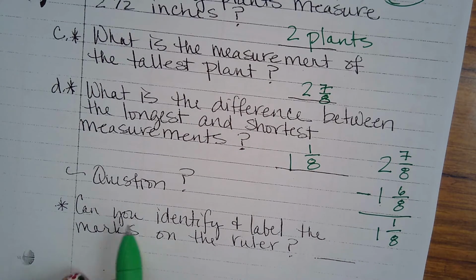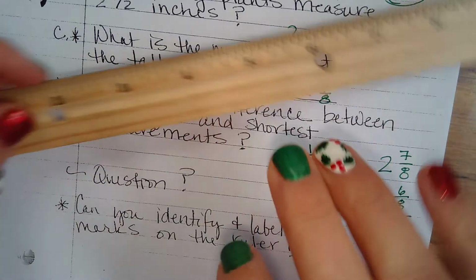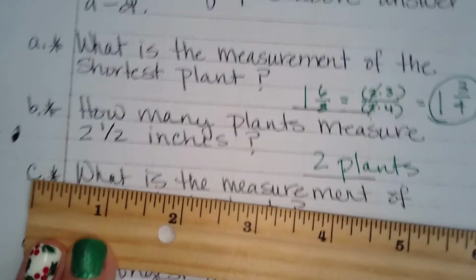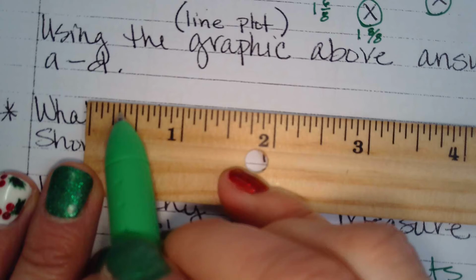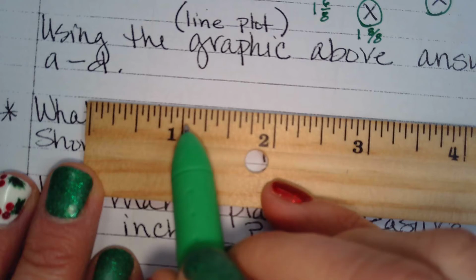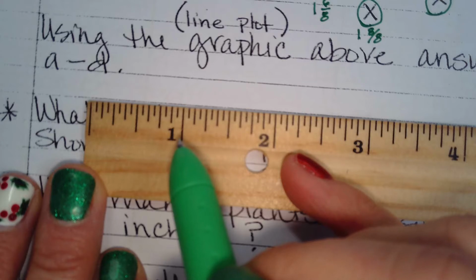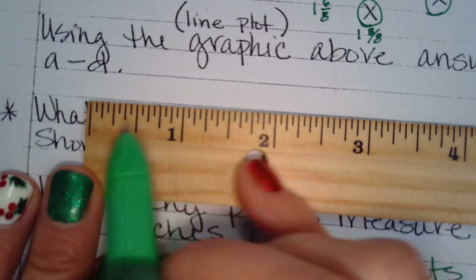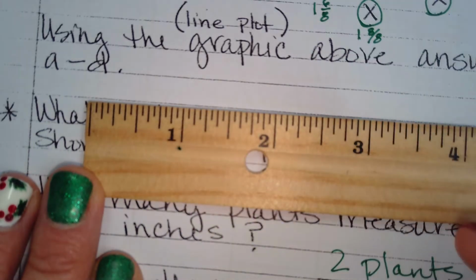All right. Now my question for you is, can you identify and label the marks on a ruler? So if we look really close, there's 1, 2, 3, 4, 5, 6, 7, 8, 9, 10, 11, 12, 13, 14, 15, 16. So this one right here is broken up into 16ths. Or you can break it down into fourths, 1/4, 2/4, 3/4, 4/4, right?